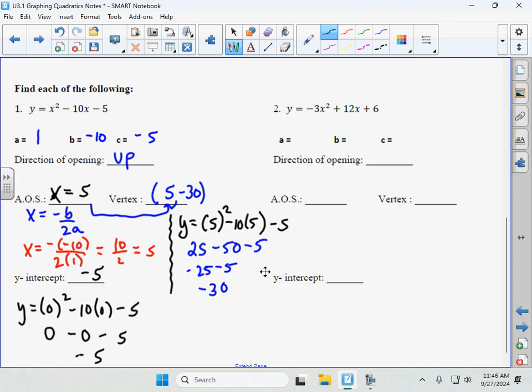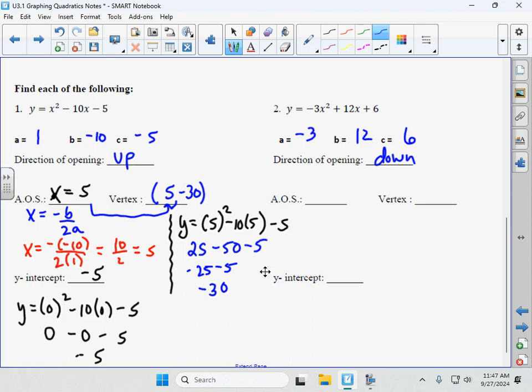So let's do number 2. Y equals negative 3x squared plus 12x plus 6. So a is negative 3, b is 12, c is 6. The direction of opening is going to point down, and that's because a is negative. Because it's negative, that means it's doing an x-axis reflection pointing down now.